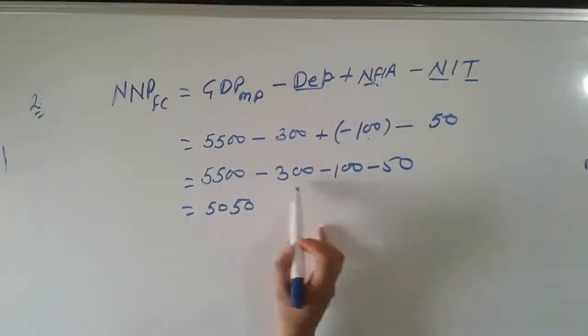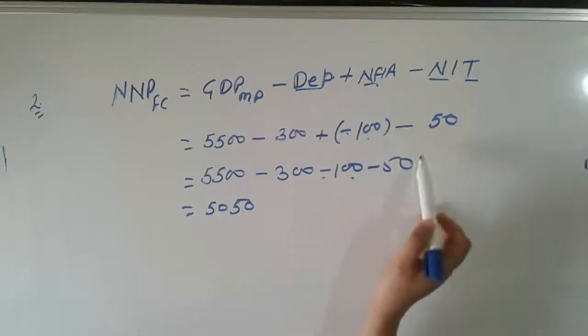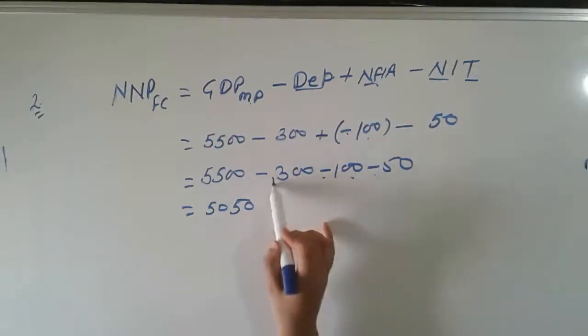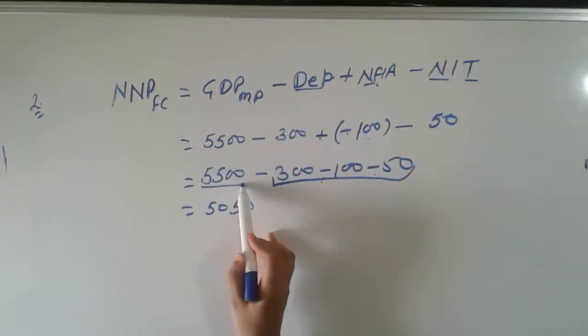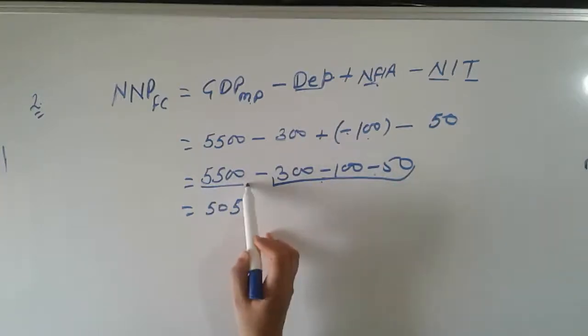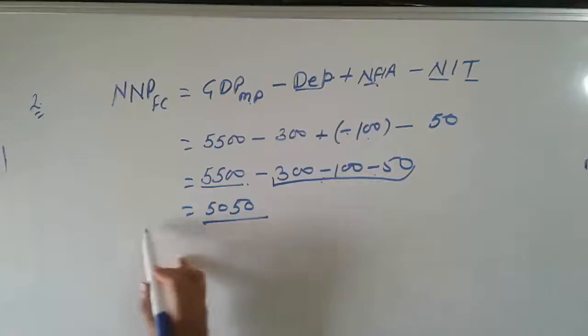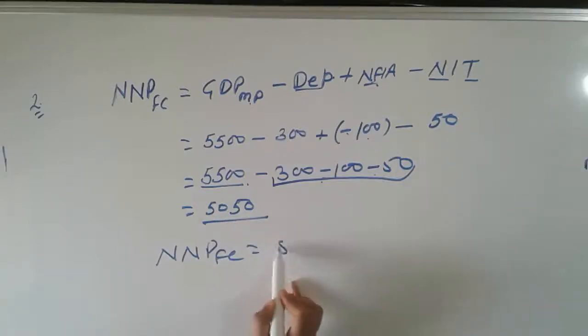By solving this, minus 300, plus minus 100, and minus 50. This becomes minus 450. Out of this we get the net national product at factor cost.